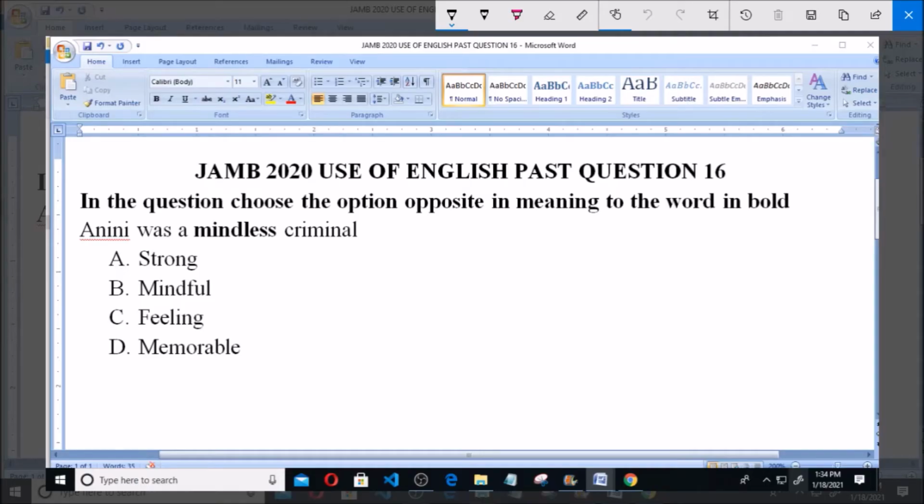I'll be answering JAMB 2020 Use of English Past question 16. In the question, choose the option opposite in meaning to the word in bold. Anini was a mindless criminal. Now the word in bold here is mindless. Anini was a mindless criminal.